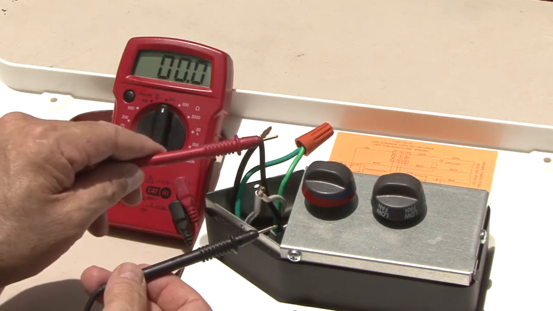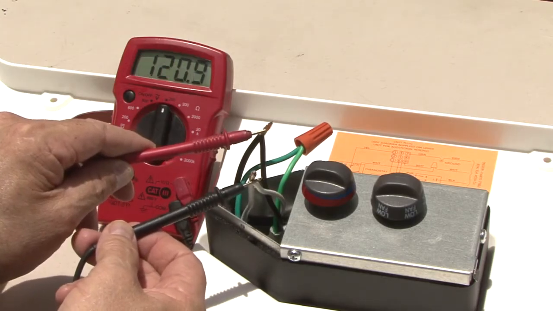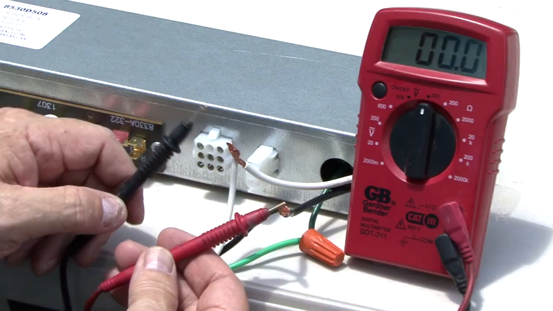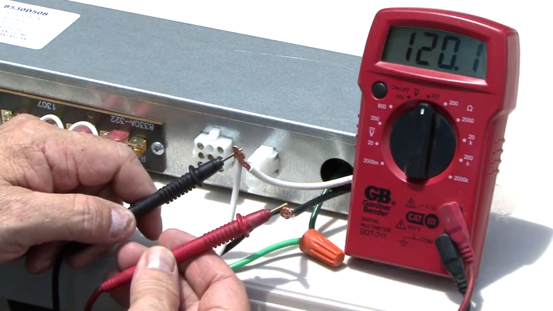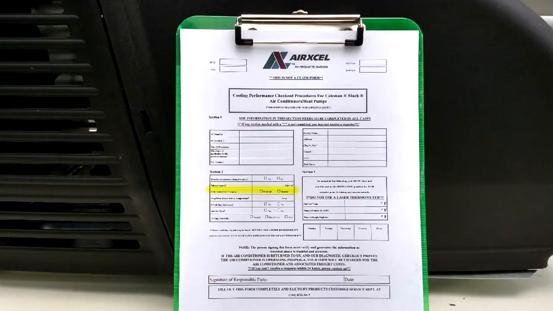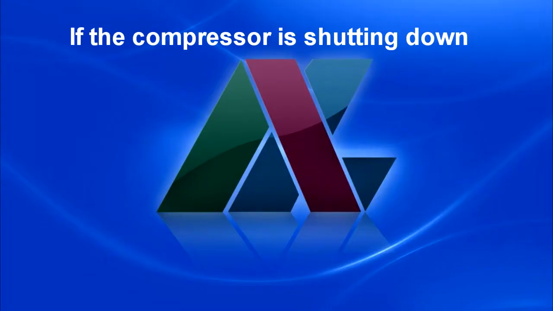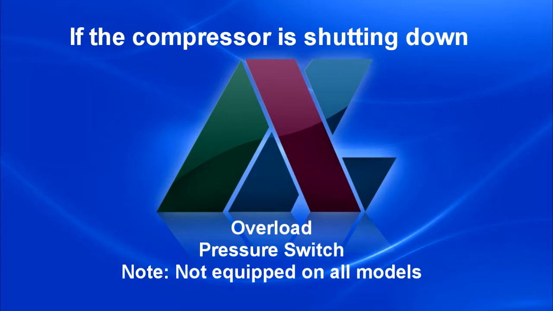To check for 120 volts AC on manual controls, place the leads on the black and white wires. To check for 120 volts AC on a control box wall thermostat application, place the leads on the black and white wires. If the compressor is shutting down while there is still voltage leaving the controls for the compressor, there are usually two components that will shut it down: overload and pressure switch, not equipped on all models. If the breaker trips, nothing on the air conditioner should work. Typically, if you have voltage all the way to the overload but not past, the overload's tripped.